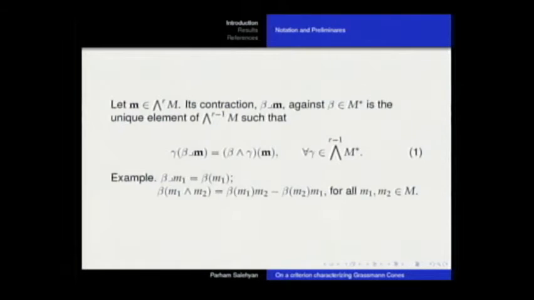Another notation that we use during this talk is the notion of contraction of a vector of M star, the restricted dual, by an element of wedge R of M. Given beta in M star and an element of wedge R of M, the contraction of the element against beta is the unique element of wedge R minus 1 that satisfies this equation. For example, over M we have this description of the contraction, and over wedge 2, we have this description.